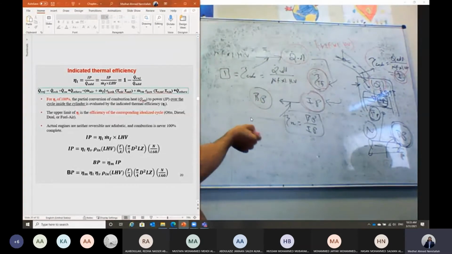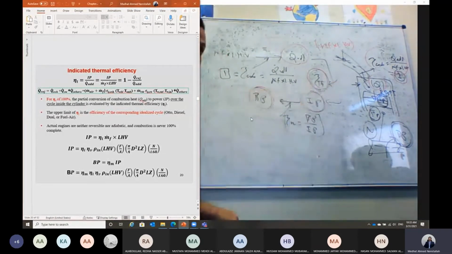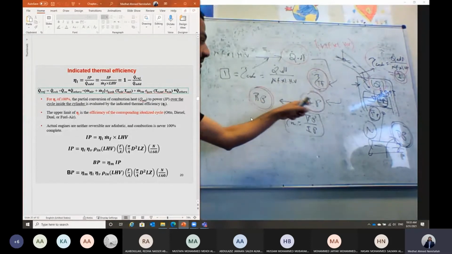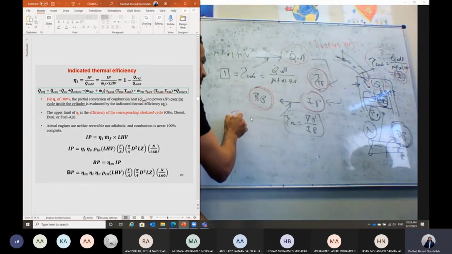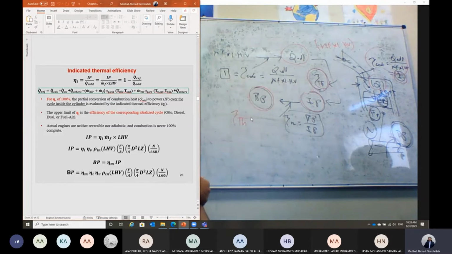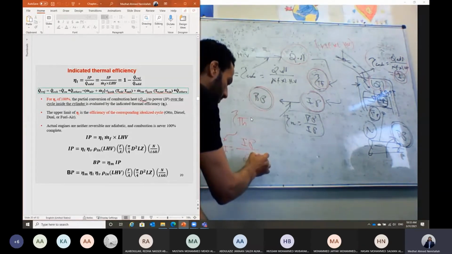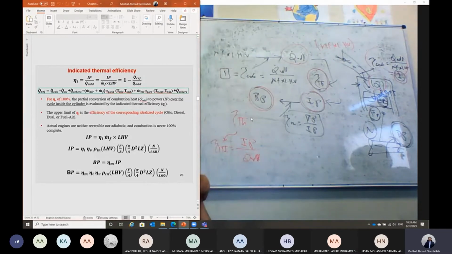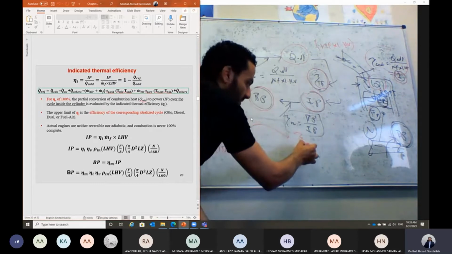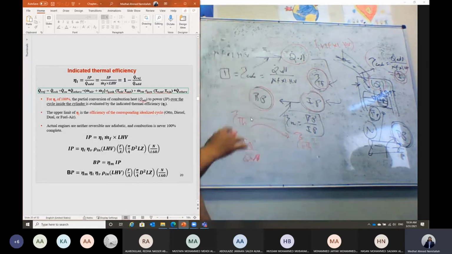But which output mechanical energy? We have two mechanical energies. We have indicated power inside the cylinder, and we have brake power on the crankshaft. And that's why we have two definitions for the thermal efficiency. We have one which we call eta indicated thermal, which is equal to the indicated power divided by Q dot L. And we have another thermal efficiency, which we call eta brake thermal, or overall efficiency.